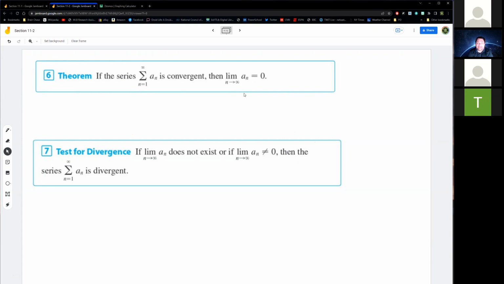Notice, nowhere has this said if the limit of it equals 0, it's convergent. We still don't know that. We do know that if it's not 0, it is divergent. Does that make sense?